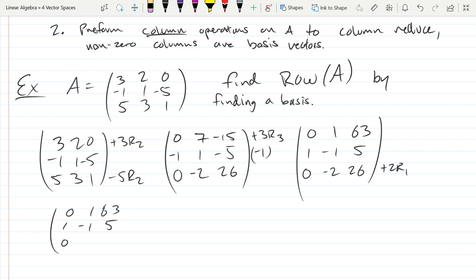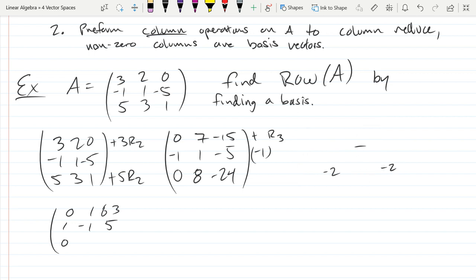Yeah, I think the negative 5 R2 is fine. Plus 5. An 8? Which 7? The one on the tab? Should be a 5.